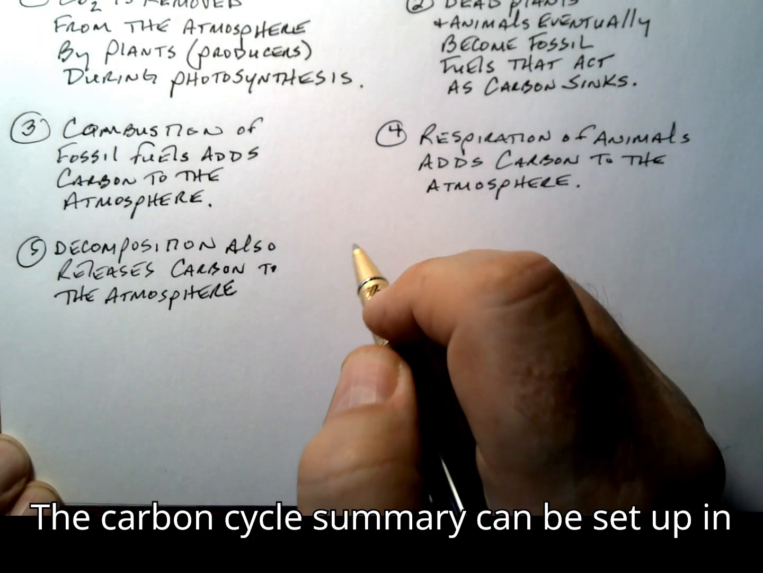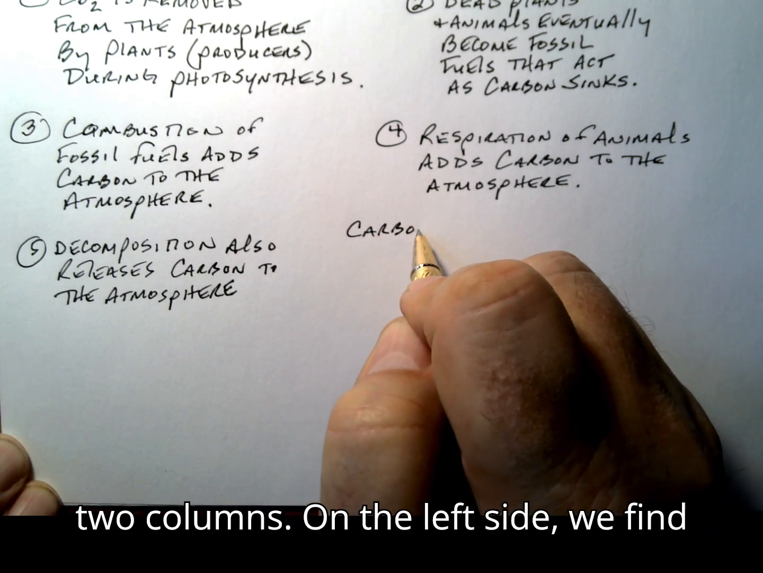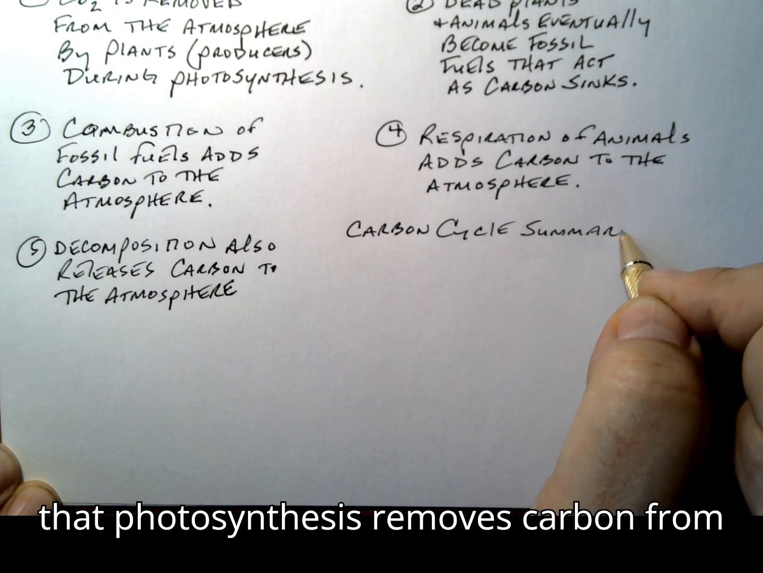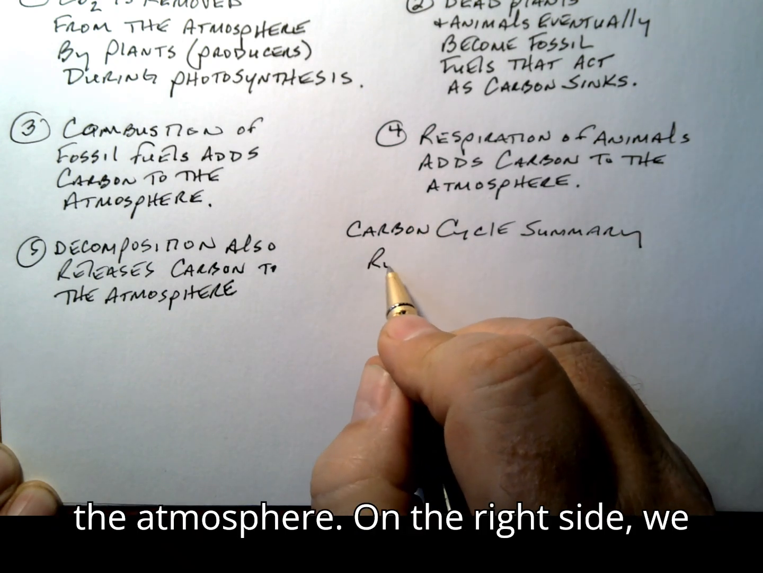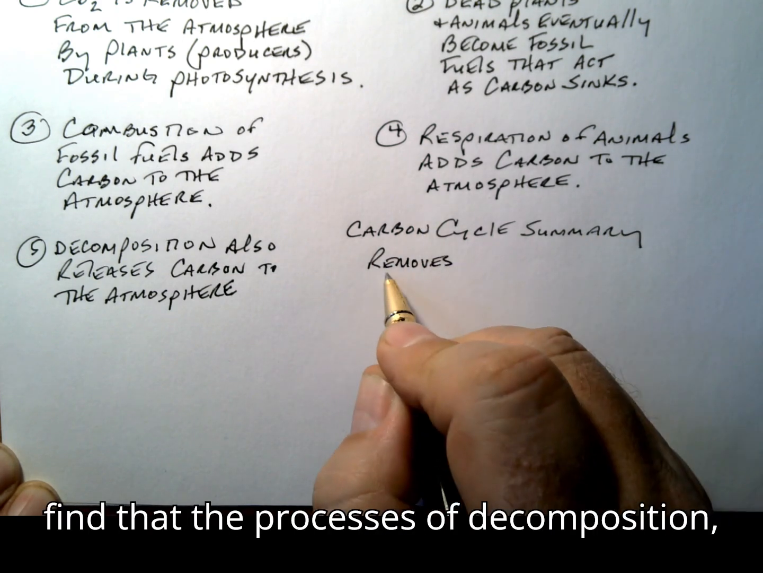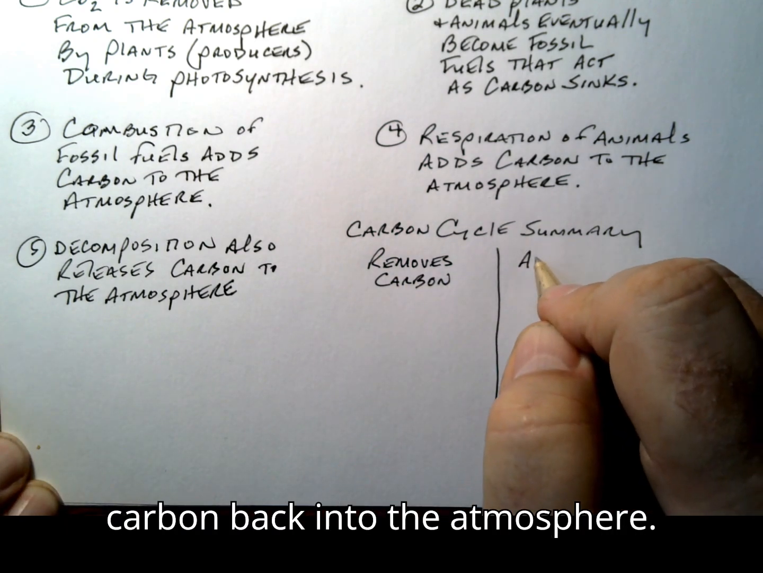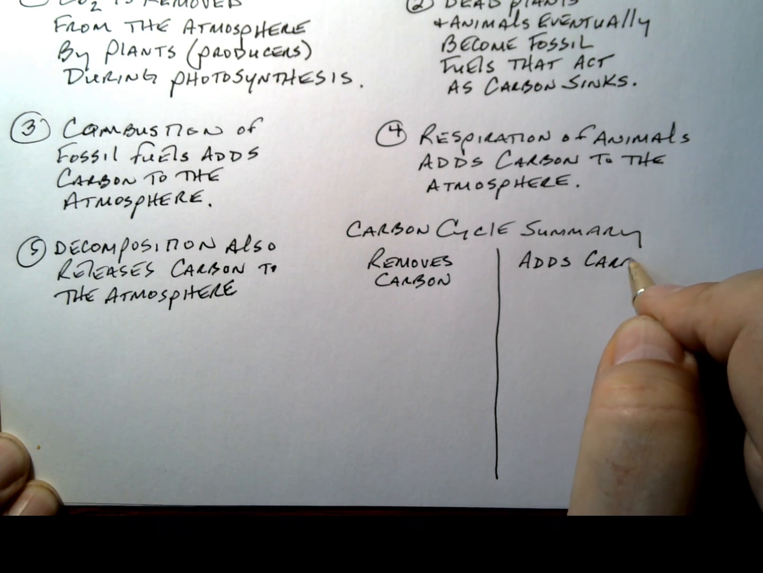The carbon cycle summary can be set up in 2 columns. On the left side, we find that photosynthesis removes carbon from the atmosphere. On the right side, we find that the processes of decomposition, respiration, and combustion release carbon back into the atmosphere.